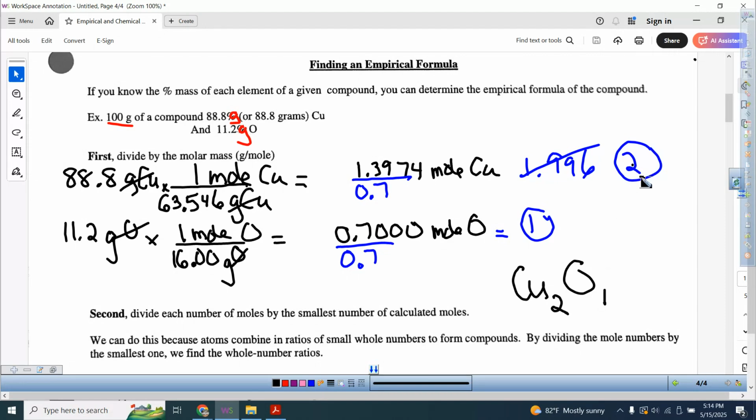So it's Cu2O1. And whenever you're writing your formula, just remember that metals always go first. So in this case, copper comes first because it's the metal. So this is my empirical formula.